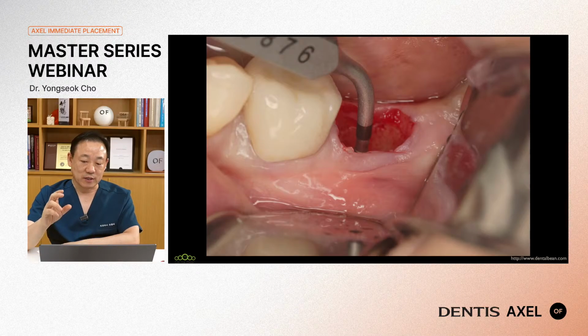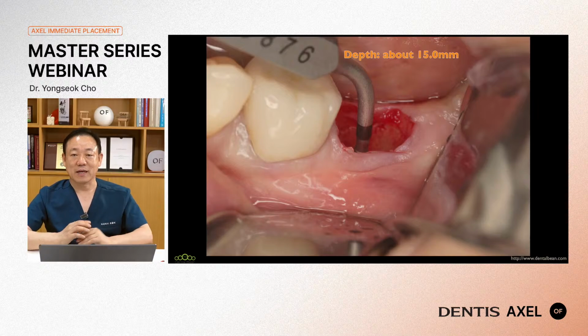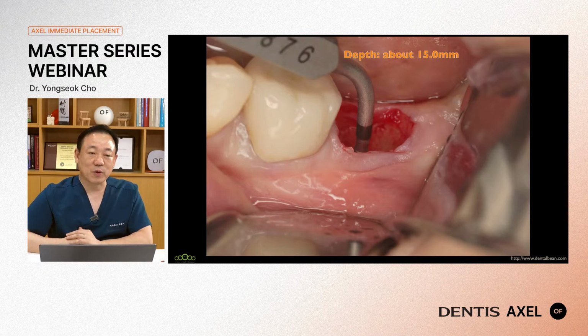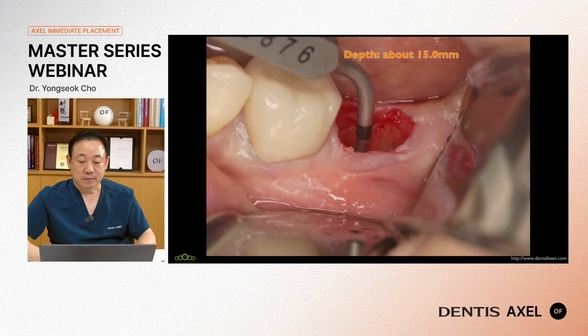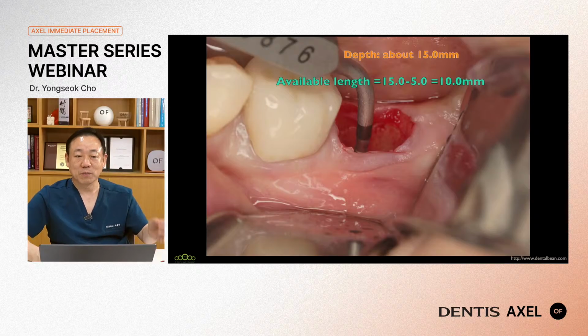So, I check the depth of the osteotomy site, the depth of the hole. In this case, the depth was 15.0 millimeter. That means the available length is 15 minus 5 equals 10 millimeter. Why do I subtract 5 millimeter? Because I want to place the implant minimum 5 millimeter deep. That's my formula to select implant length.